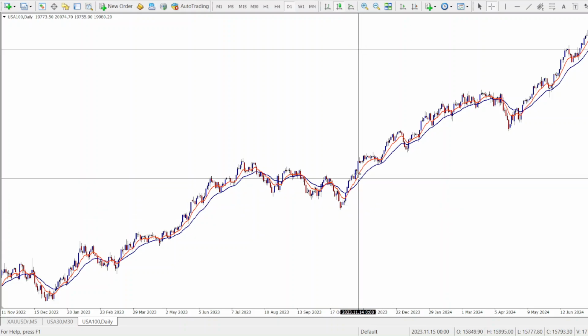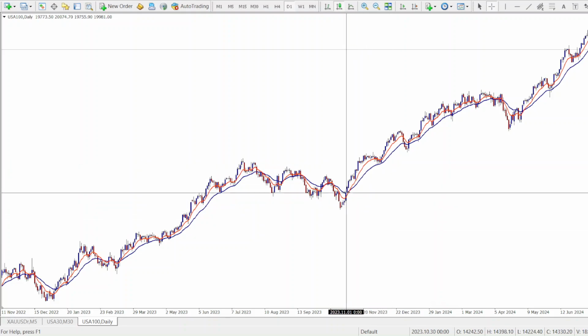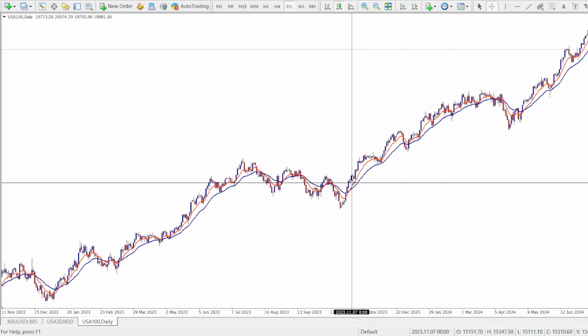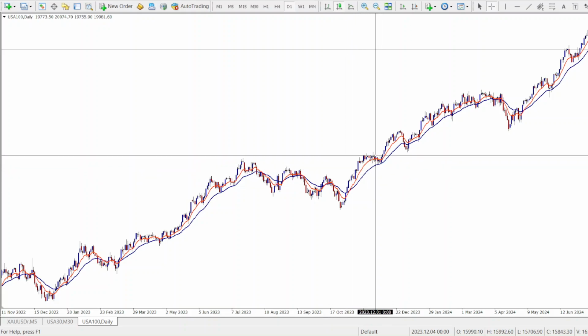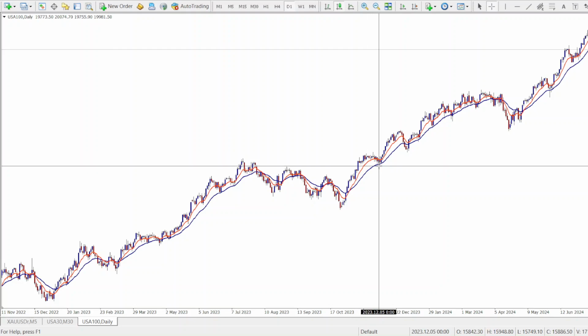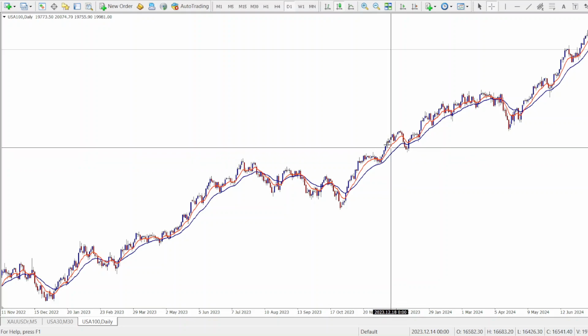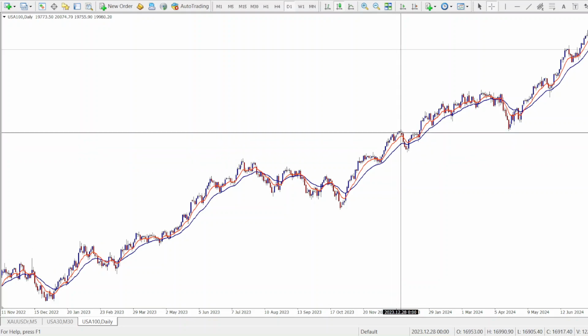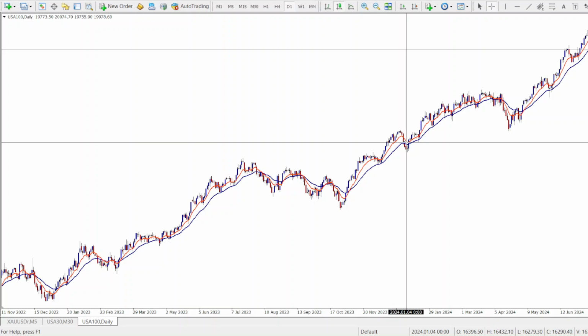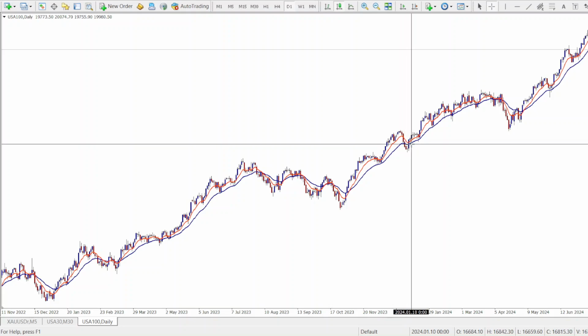For example, when the price of the asset is trading above the EMA, once it bounces off the EMA, it becomes a buy signal. So in this case, perhaps we would have considered entering a buy trade here, and then when the price crosses below the EMA, it's an exit signal.